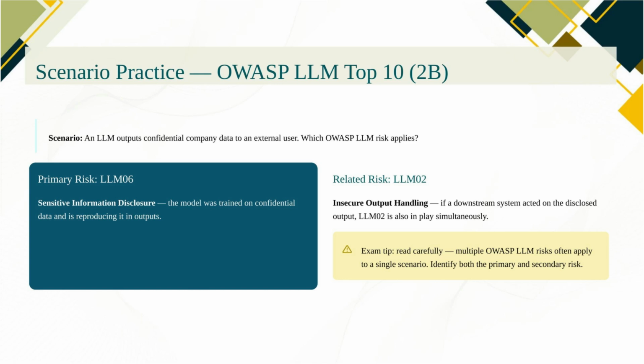This is a scenario where two OWASP risks are simultaneously present, which is common in real deployments and common in exam questions. The primary risk is LLM06, the sensitive information disclosure. The secondary risk is LLM02, the downstream system's failure to validate the output before acting on it. Read the scenario carefully and identify all risks present, not just the most obvious one.